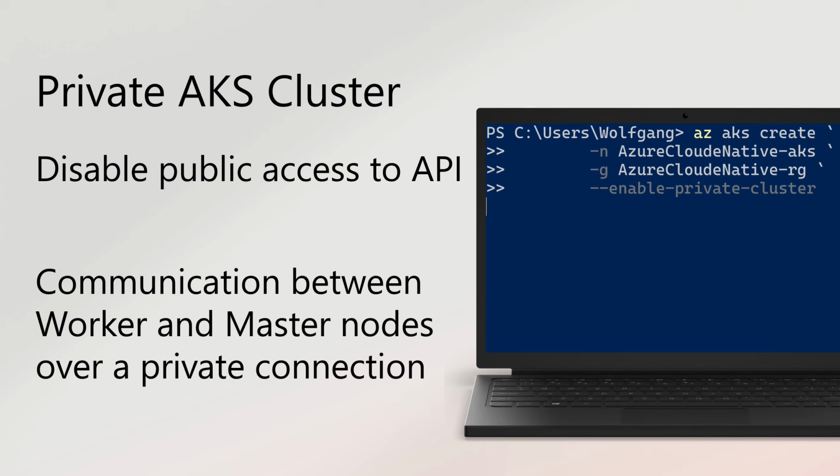And the second upside of this approach is if you make the API private, then all the communication between the worker node and the master node is over a private connection. By default, they are over the internet, which is slower. It could be insecure in theory, but with this, everything stays in the Microsoft private network.